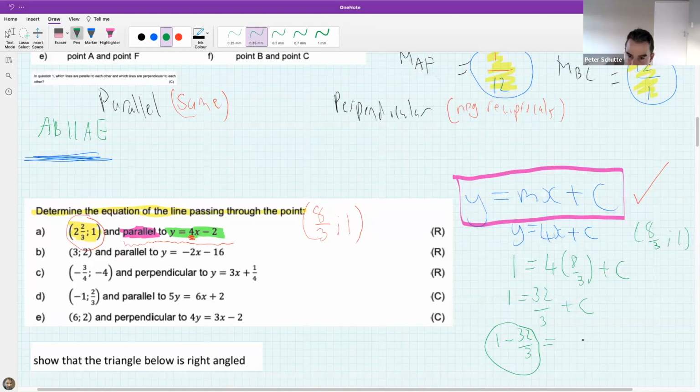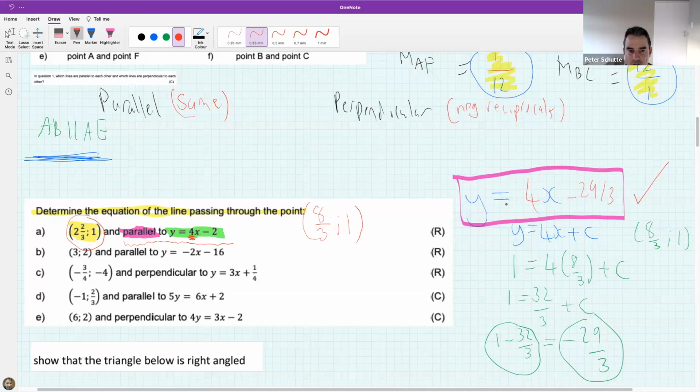Okay, so I get minus 29/3. So the equation of my line is going to be y equals 4x, and then minus 29/3.